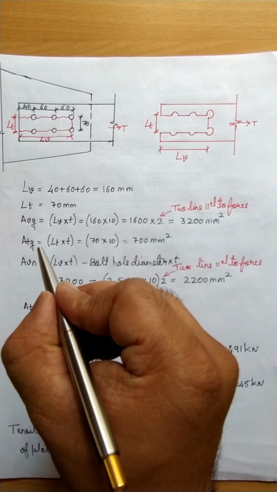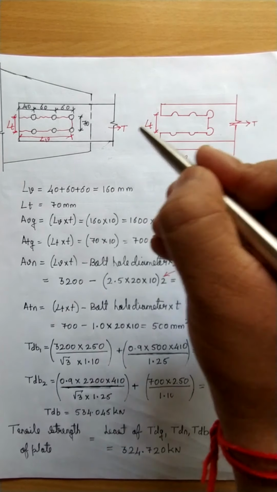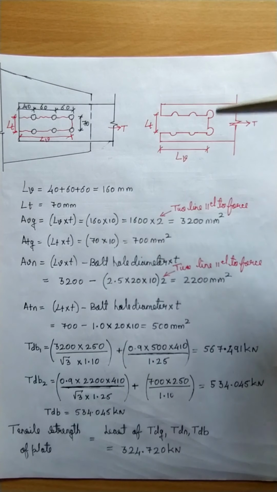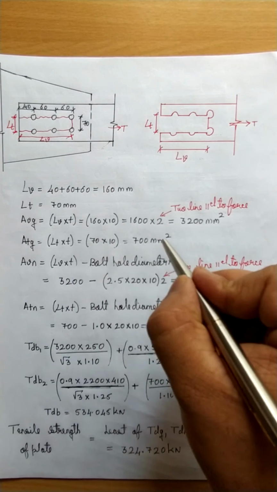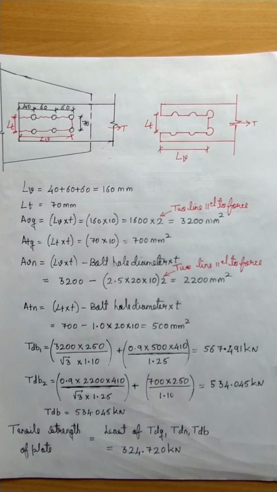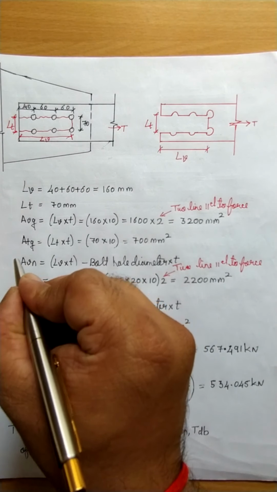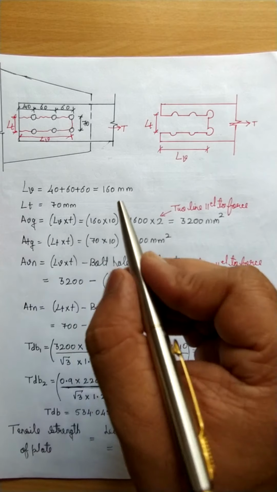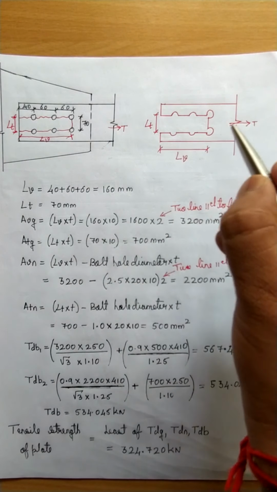So, cross in the perpendicular direction. So, it will be LT into T. So, LT is 70 into T. Now, this has only one section over here. That is why 70 into 10, which is 700 mm square. Now, let us calculate the net portions of the areas. So, AVN, in the sense net area for the forces acting parallel to the applied force.